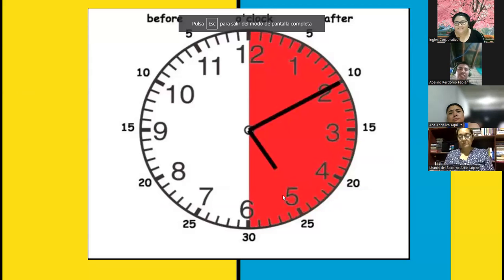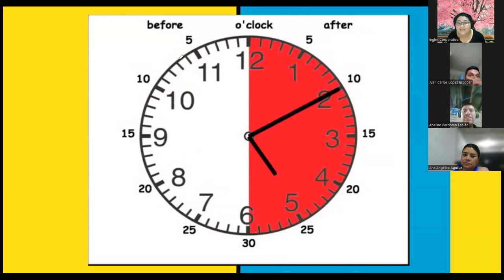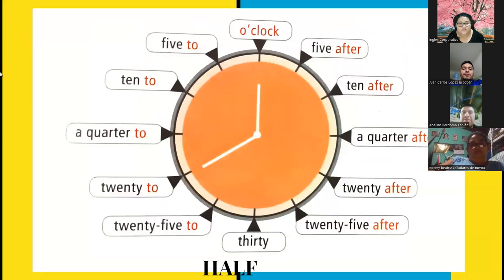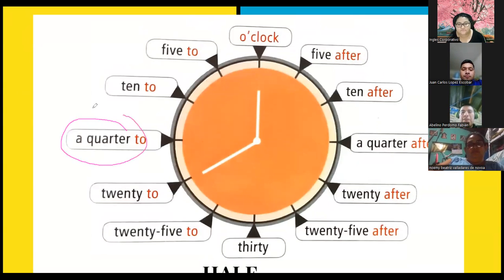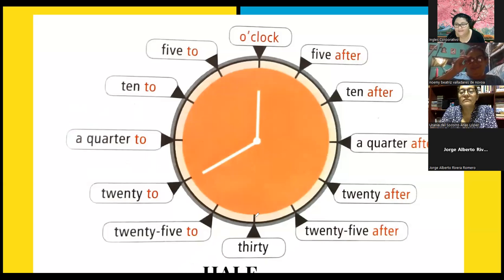Okay, so now we have this one. We said we use the word after when we talk about, what is after? Después, after the hour, right? And before, antes de la hora. And o'clock, en punto. Okay, good. Now, when we have a quarter, what do I mean by a quarter? 15 minutos, un cuarto, right? And if I say half, what do I mean? Media. Okay.